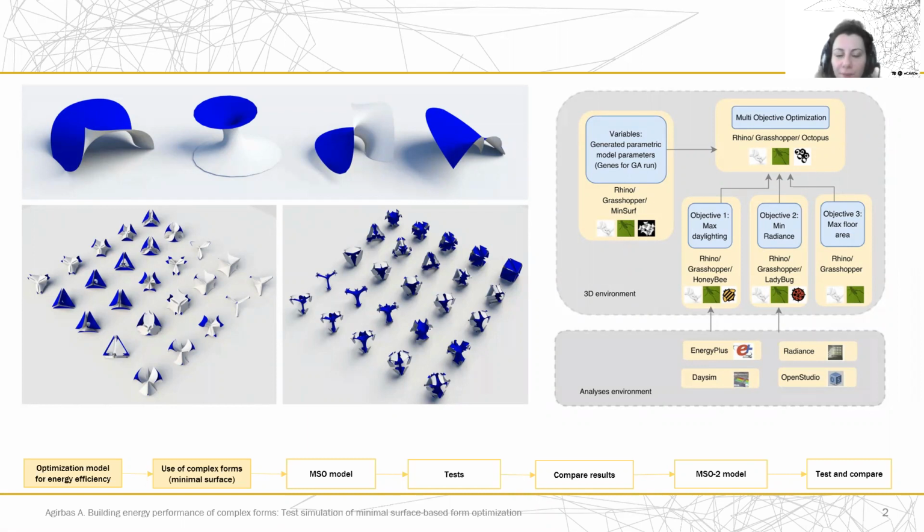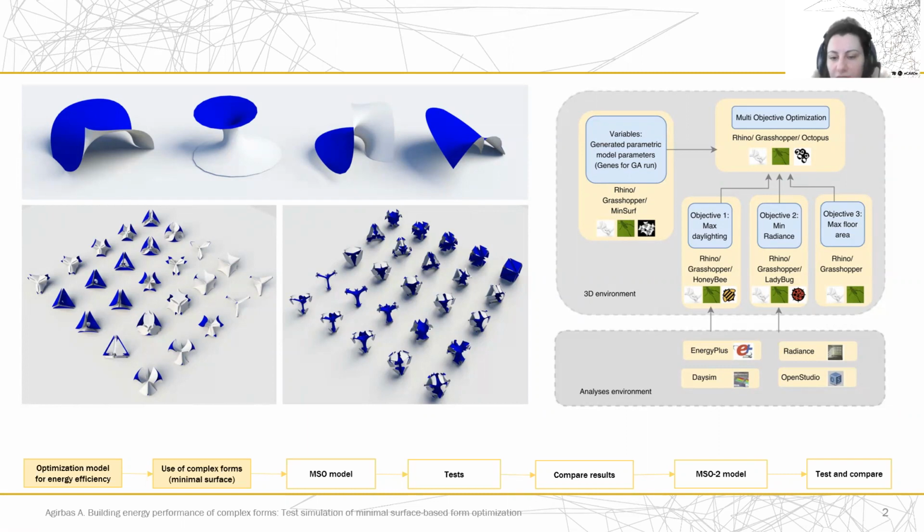As you all know, there are many optimization studies, but I can say that few of them include complex forms in the optimization process. But I think inclusion of complex forms in the optimization process is an important issue because complex forms have great potential to create energy efficient forms. Because these complex forms could have many geometrical variations, they could be fit to the selected site easily.